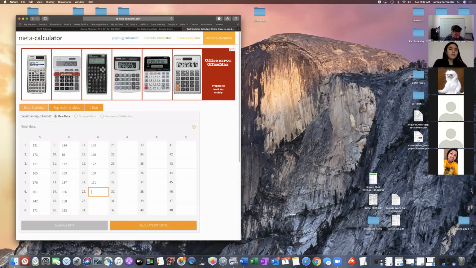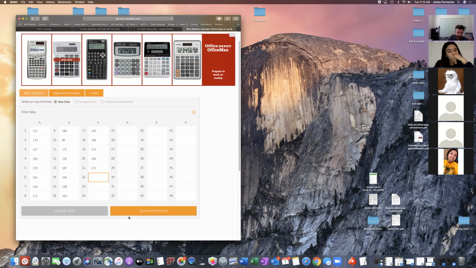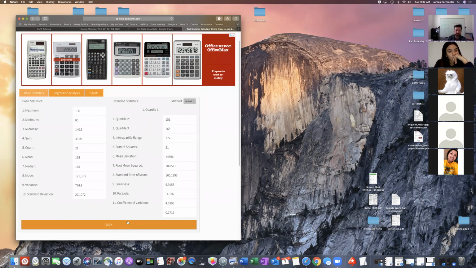All right, so there are 21 pieces of data. Got them entered in here. And now I'm just going to calculate the basic statistics. Here's what we see. We see the maximum and the minimum values, the mid-range, sum, and here's the median of 165. So if I was thinking of this as people's heights in centimeters, I would say the average height is 165 centimeters. I don't know if there's more to say about that as far as interpreting the data. I would say that's a measure of the center.